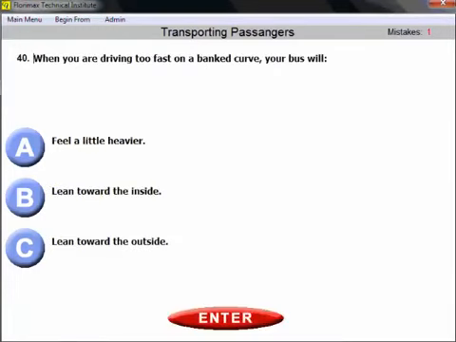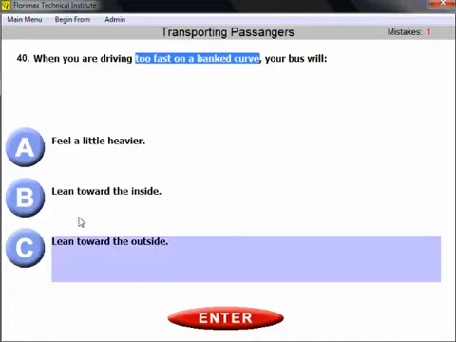Question number 40. When you are driving too fast on a banked curve, your bus will do what? Again, just try to figure out what's going to happen if you drive too fast on a banked curve. You are at risk of leaning toward the outside, not the inside. According to physics, you'll be pulled from the center to the outside.